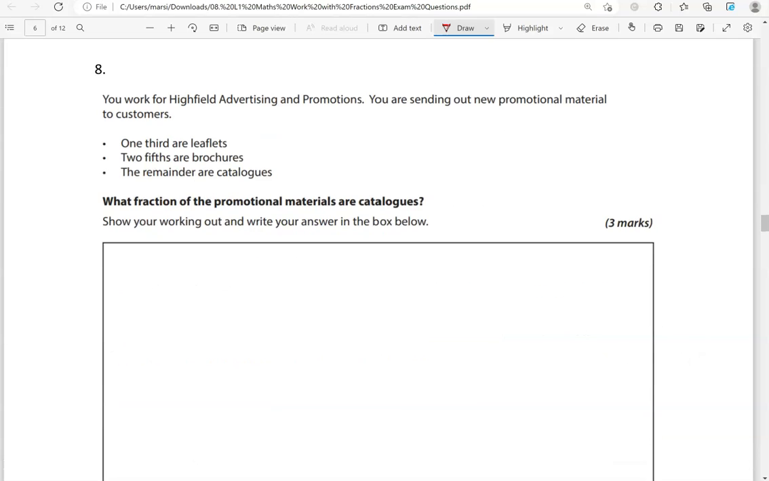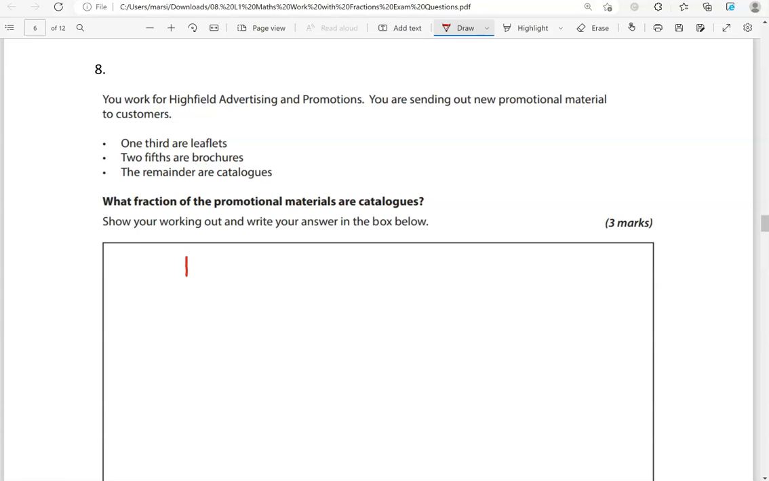You work for Highfield Advertising and Promotions. You're sending out new promotional material to customers. 1/3 are leaflets, 2/5 are brochures, the remainder are catalogues. What fraction of the promotional materials are catalogues? Show your working out and write your answer in the box below.